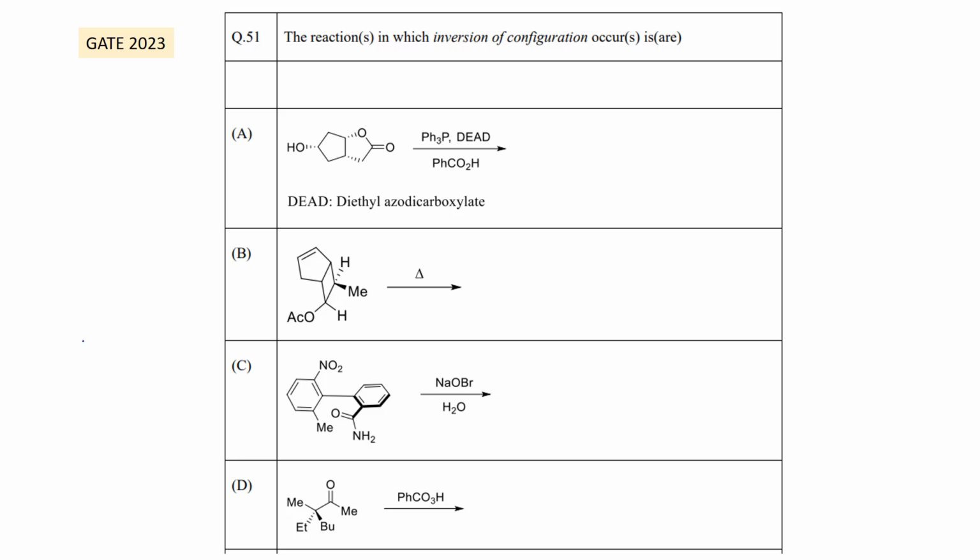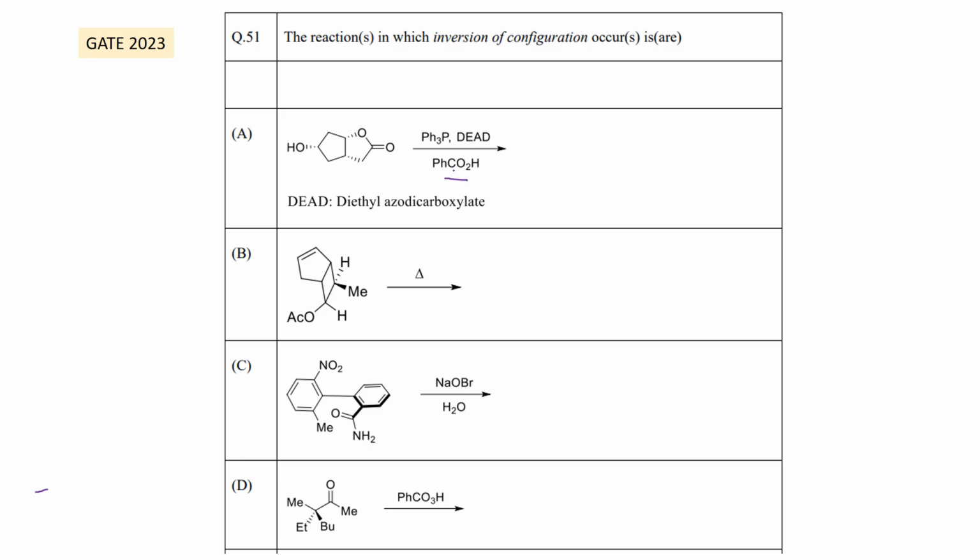So they have asked for the reaction in which inversion of configuration occurs. In which reaction will inversion of configuration take place? So this is DEAD, PPh3, we have discussed this. This is the Mitsunobu reaction.